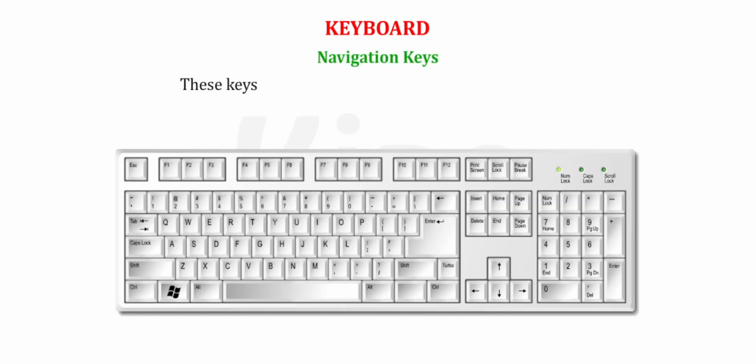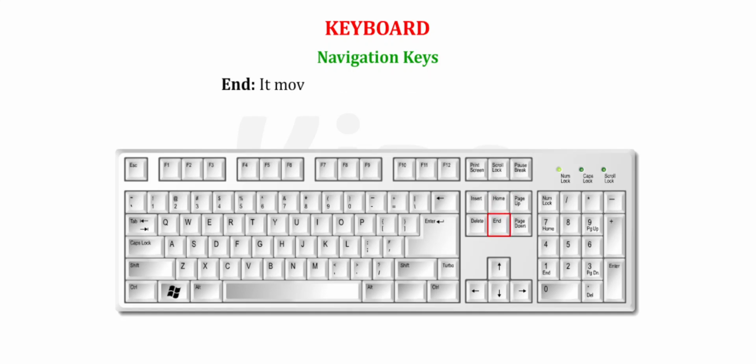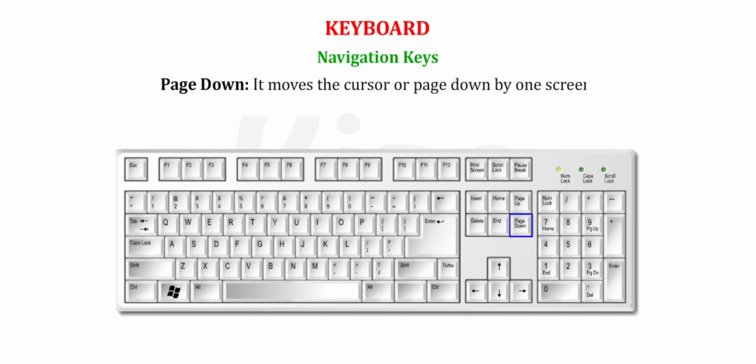Navigation keys. These keys are used for moving through the documents. Arrow keys. These keys are used to move the cursor on the screen. Home. It moves the cursor to the beginning of a line. End. It moves the cursor to the end of a line. Page up. It moves the cursor or page up by one screen. Page down. It moves the cursor or page down by one screen.